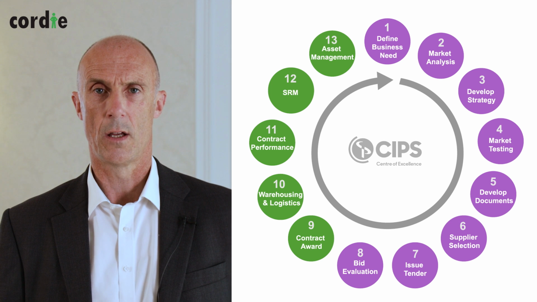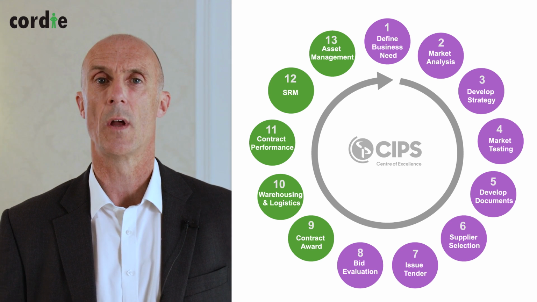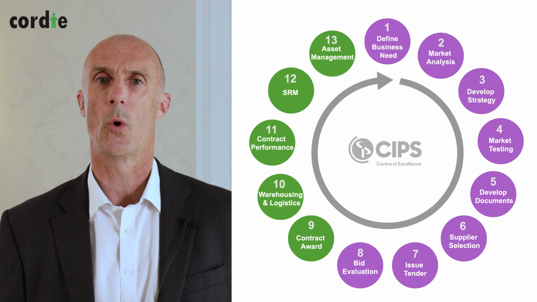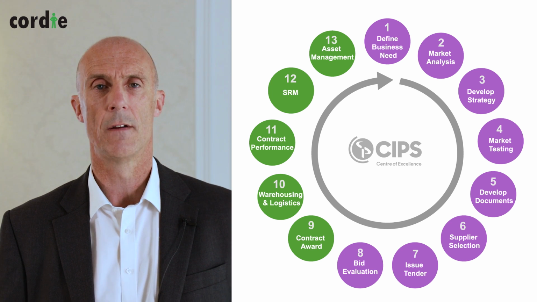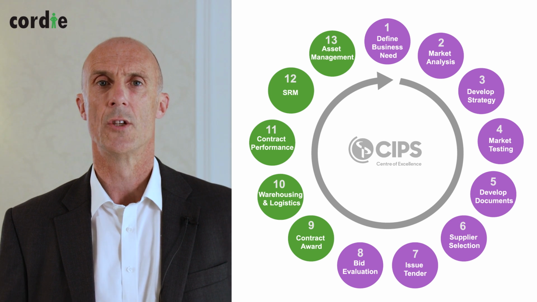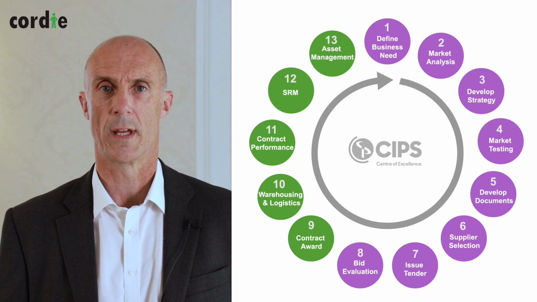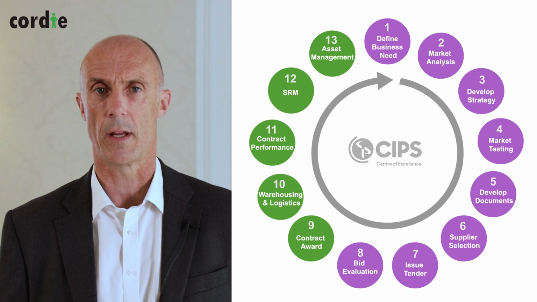Now, so far, we've reviewed the first 8 stages of the CIPS procurement cycle and worked our way sequentially through all of the key activities required to elicit the best value bid from a competitive market. We'll now move on to the post-contract award and subsequent stages required to manage a contract delivery.